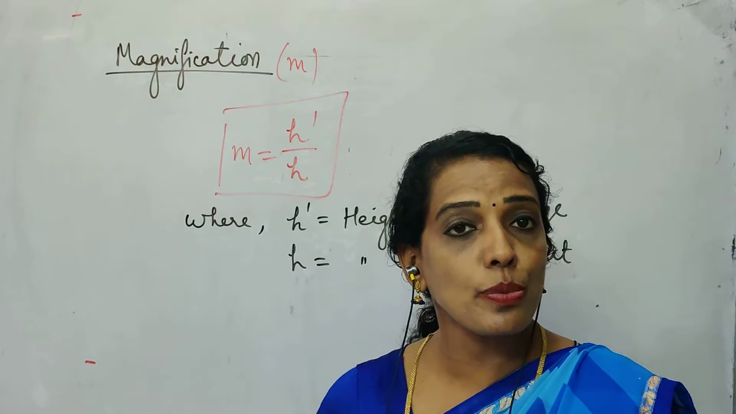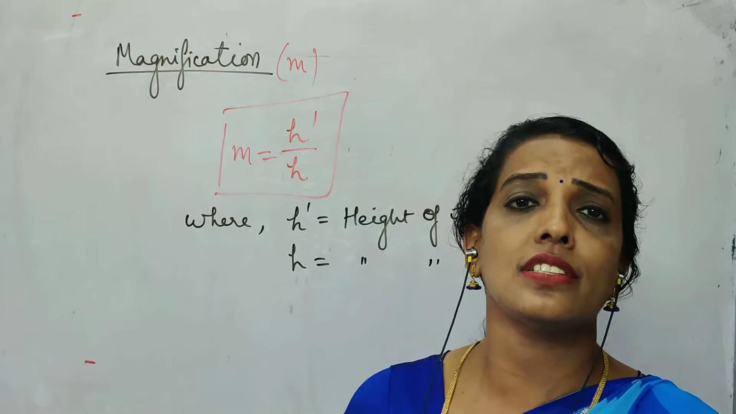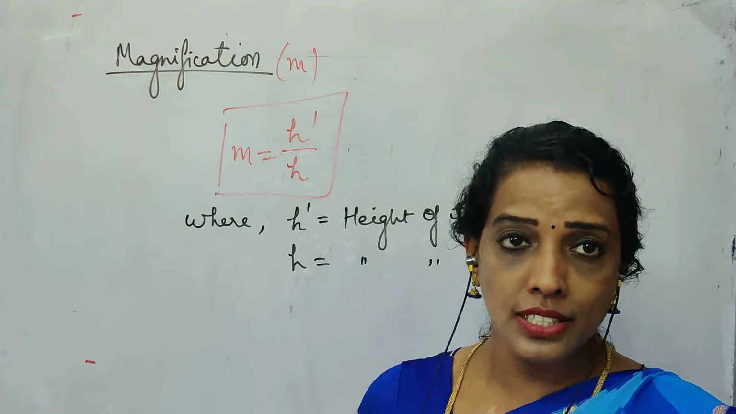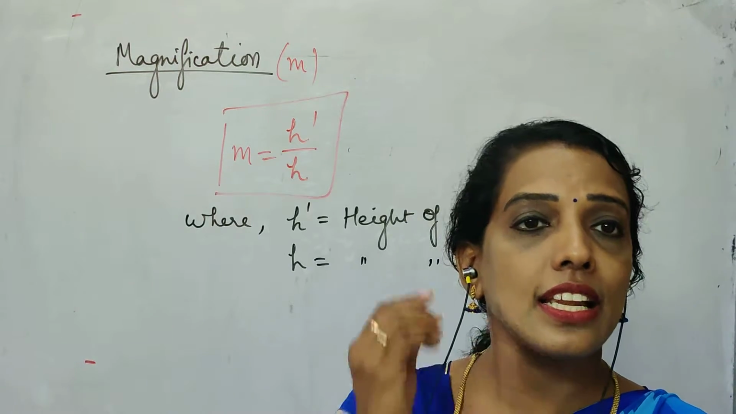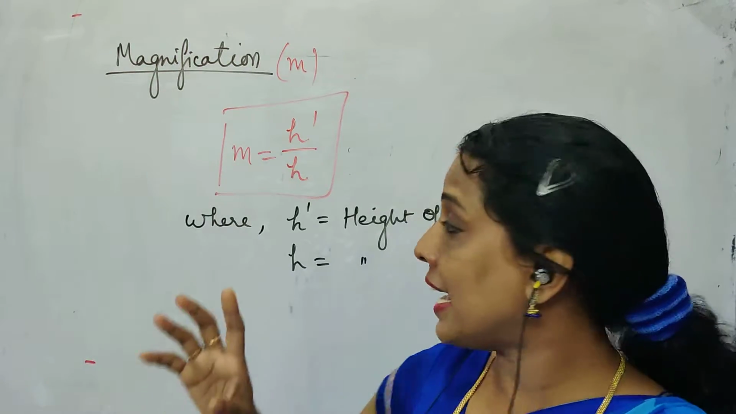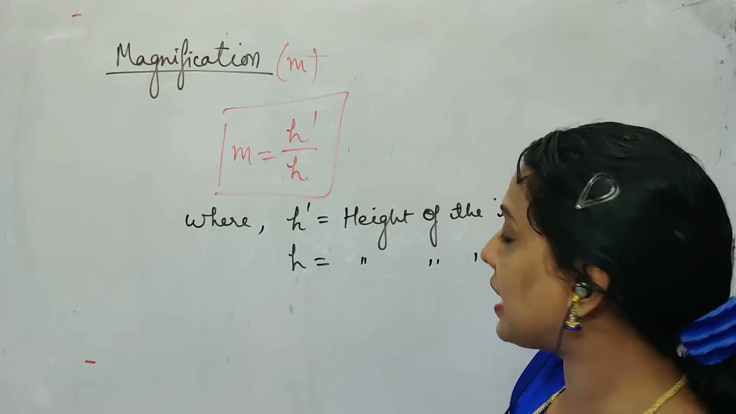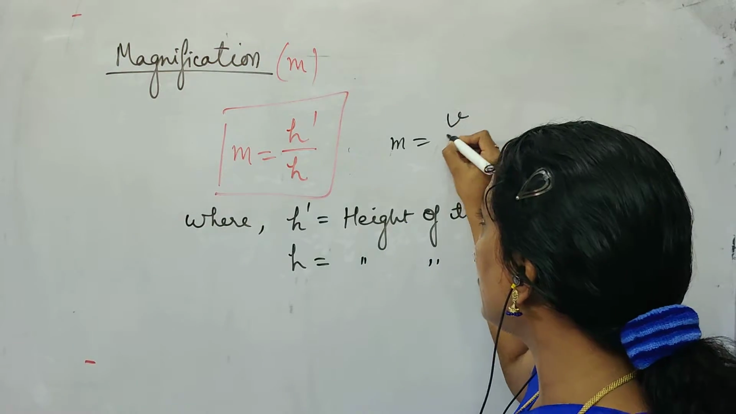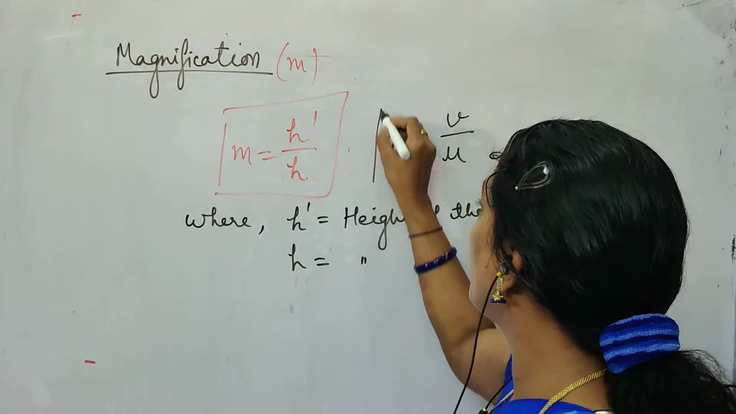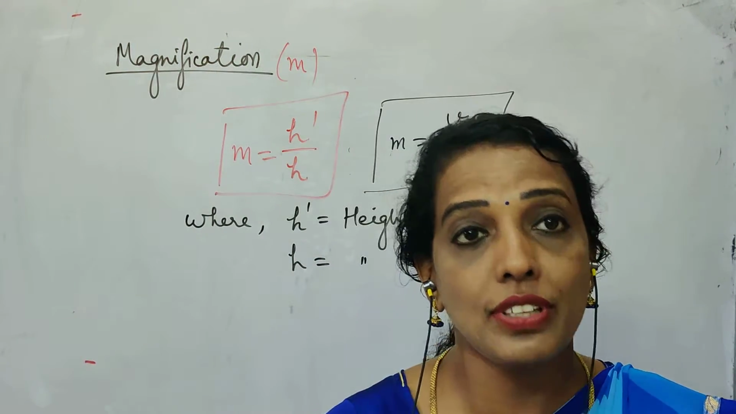The magnification produced by the lens is also related to the object distance and the image distance. So this relationship we can give by m = h dash upon h, and like that we can also give m = v upon u. Both can be used.